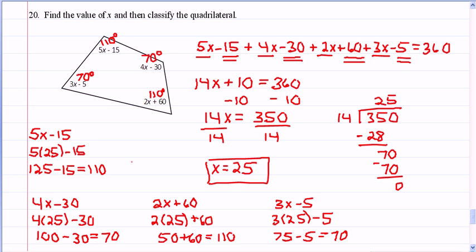So in this quadrilateral, we have opposite angles that are equal, so that means we have a parallelogram. So x is equal to 25, and the type of quadrilateral is a parallelogram.